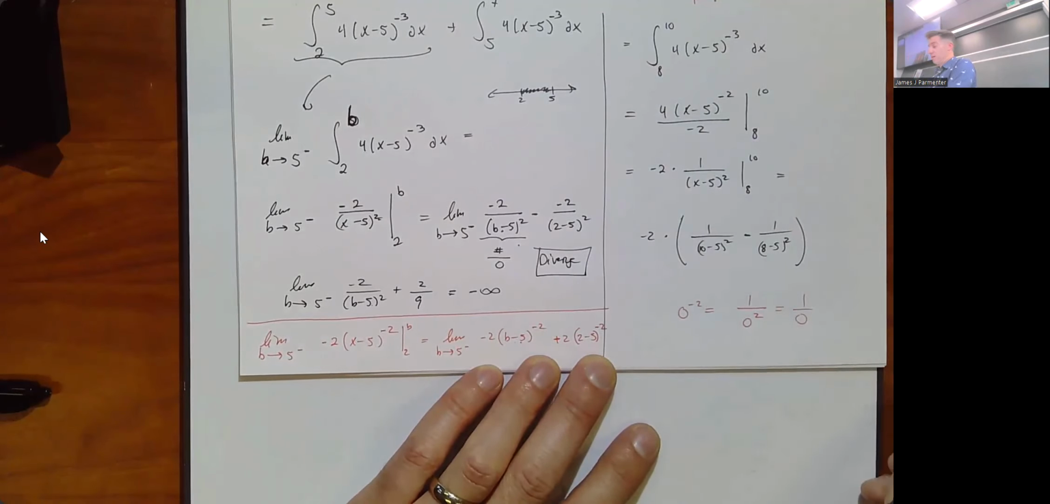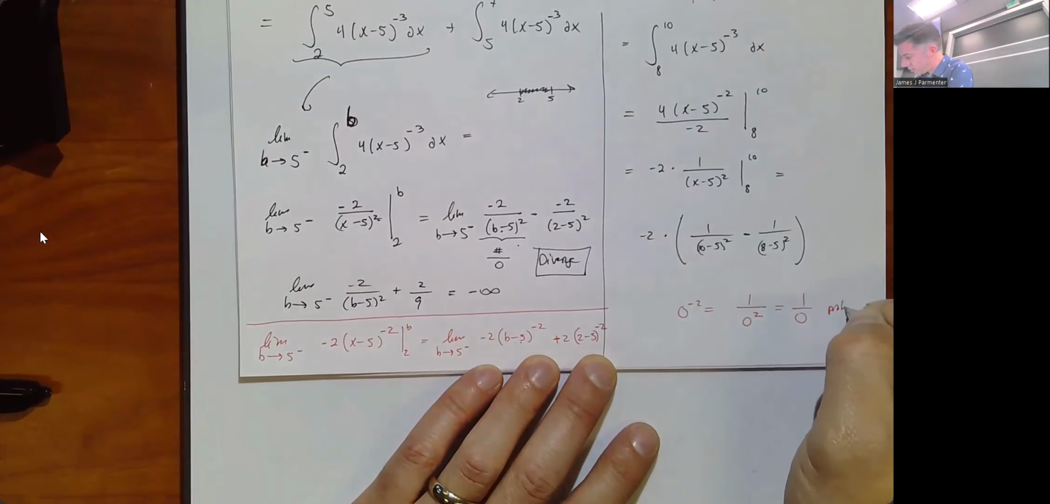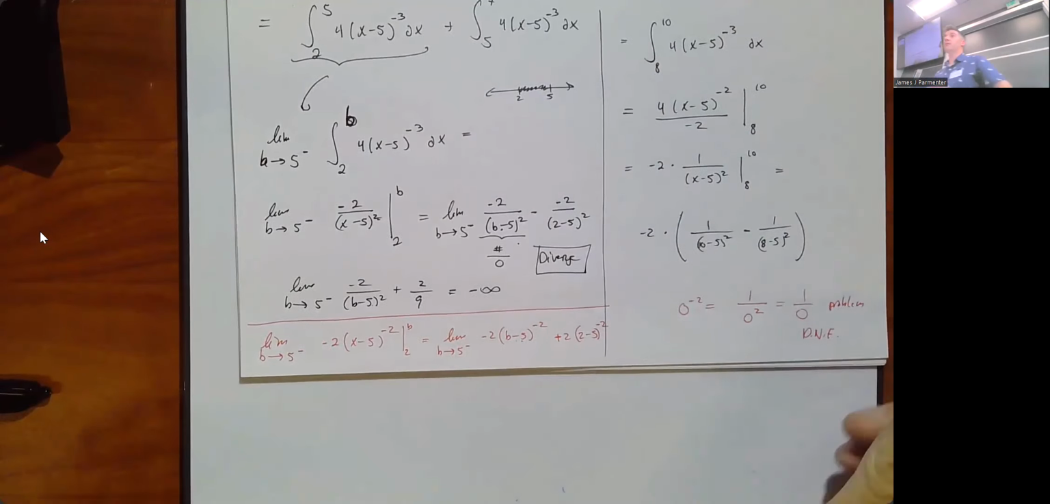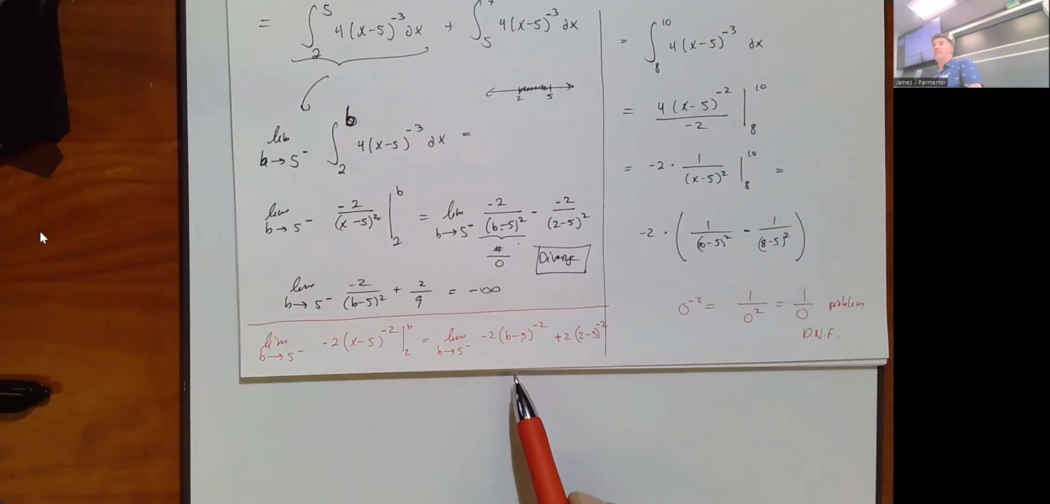What's 1 divided by 0? That's a problem, right? That does not exist. So be careful. 0 to a positive power is just 0. 0 to a negative power is undefined. It's division by 0. It's just hiding. So don't let that division by 0 hide from you.